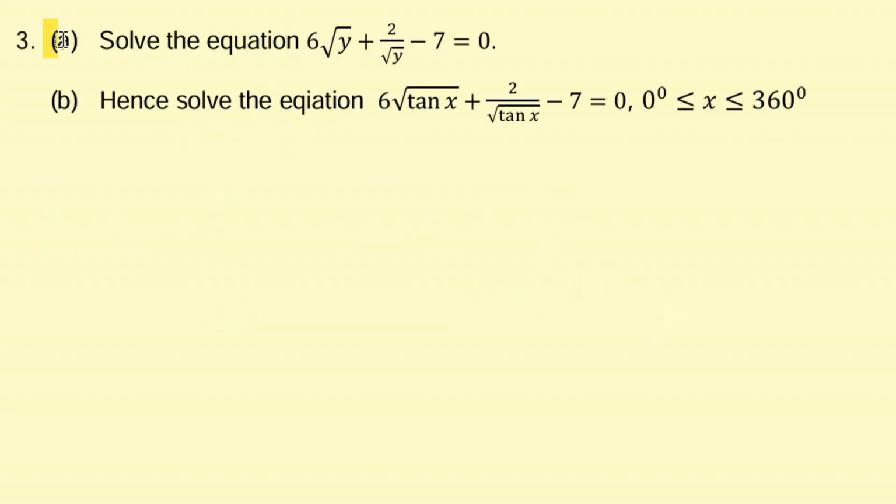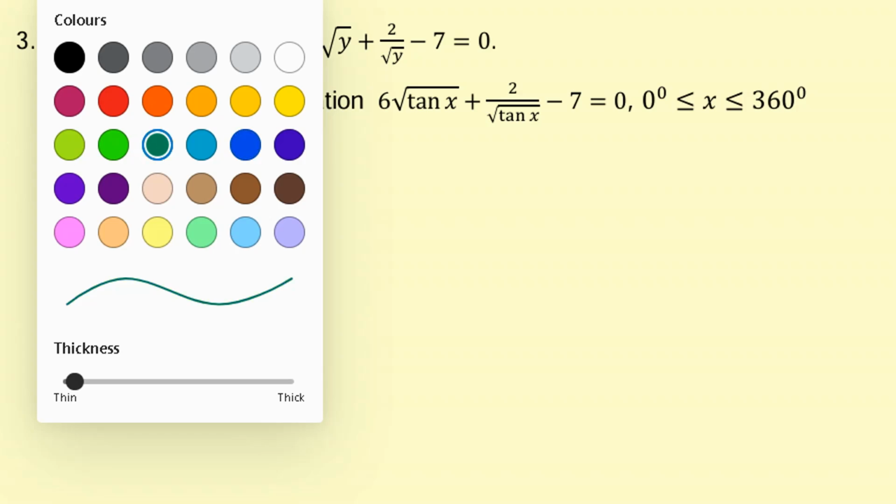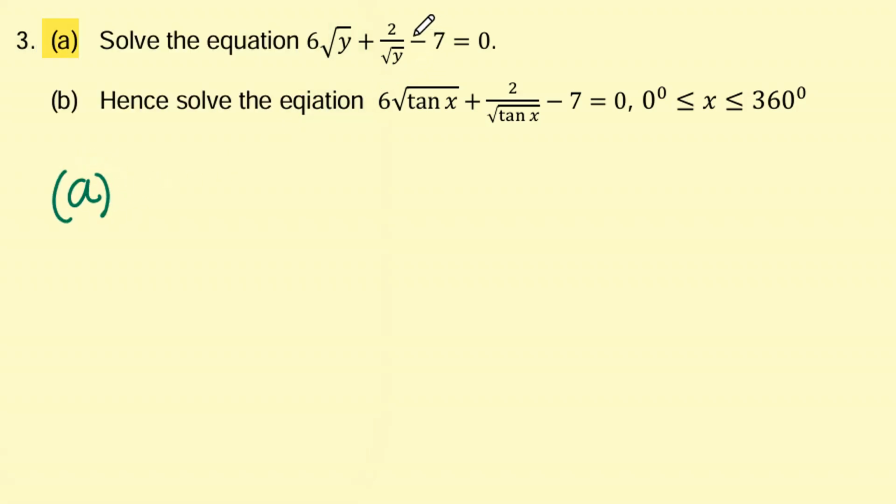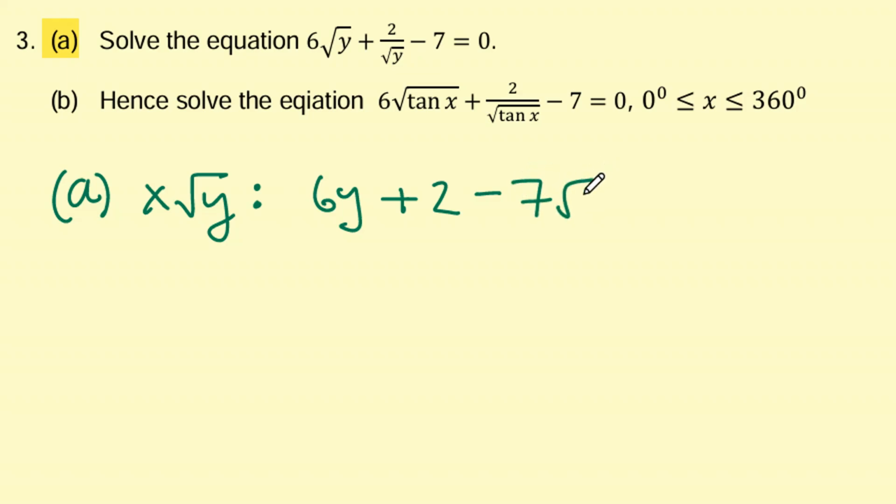Let's look at question 3a. We have to solve this equation. So let's do that. Now, we first want to get rid of the fraction here by multiplying through by the square root of y. So the square root of y times the square root of y is equal to y. So here we're going to get 6y. Then multiplying the second term here by square root y, the square root y will cancel here, and we're left only with 2. Then 7 times square root y is 7 square root y.